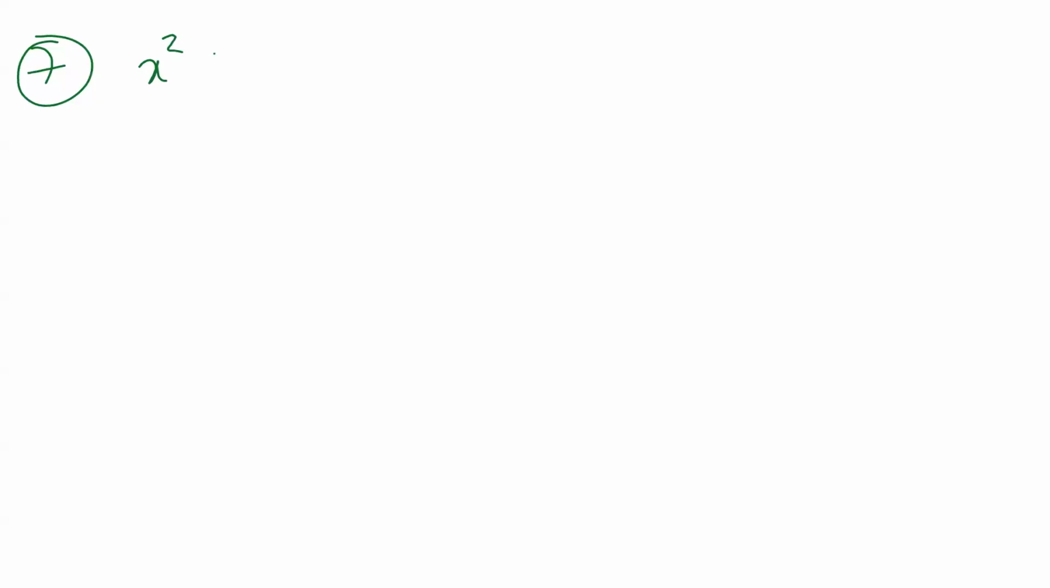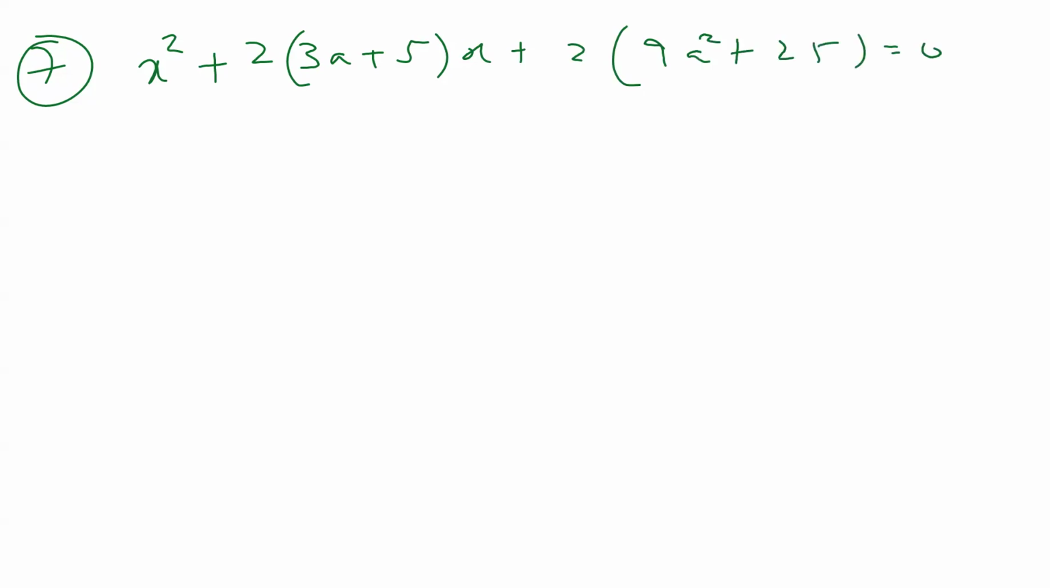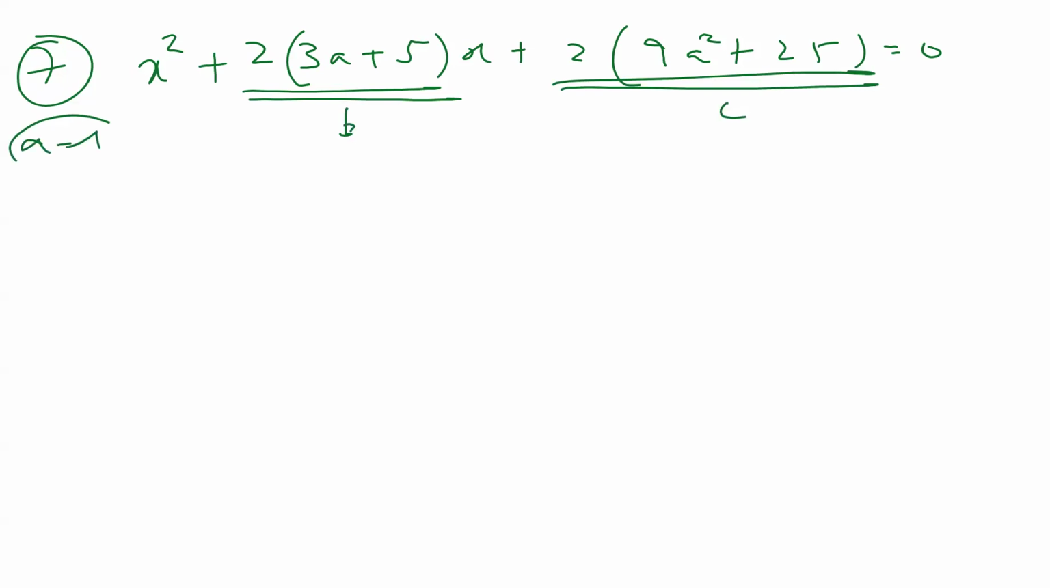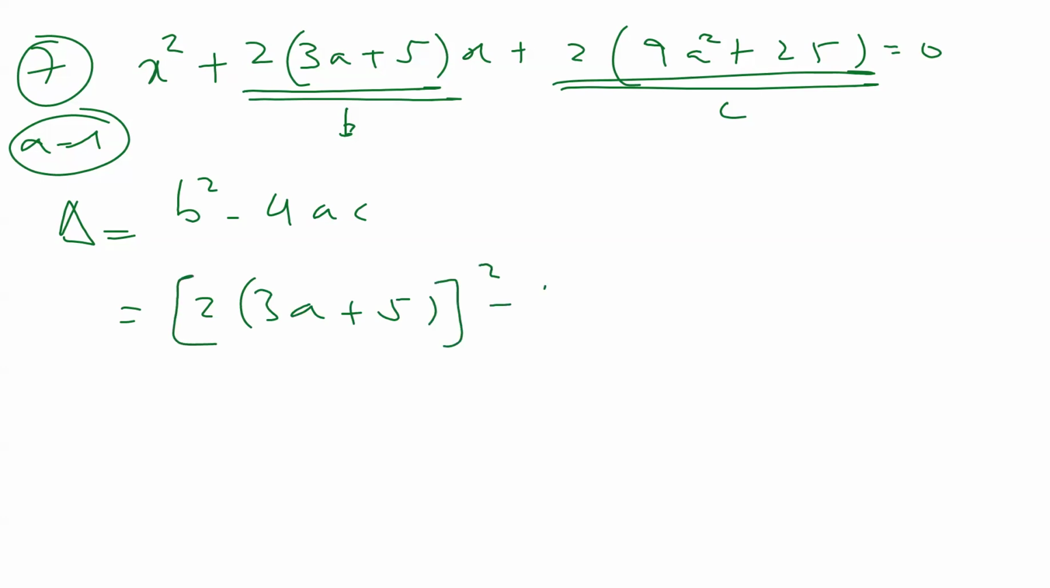Okay, question number 7. So the quadratic equation is x square plus 2 into (3a plus 5) x plus 2 into (9a square plus 25) equal to 0. So a is 1, b is this 2 into (3a plus 5), and this is c. A is 1, just remember. So delta we'll find out. We are just proving that the roots are complex. So 2 (3a plus 5) the whole square minus 4 into a into c.